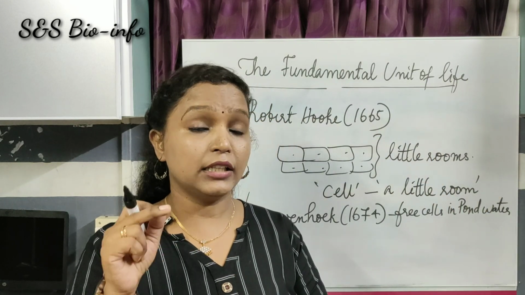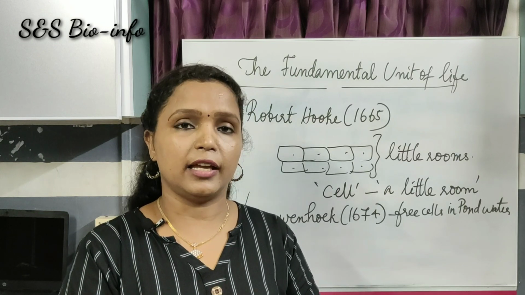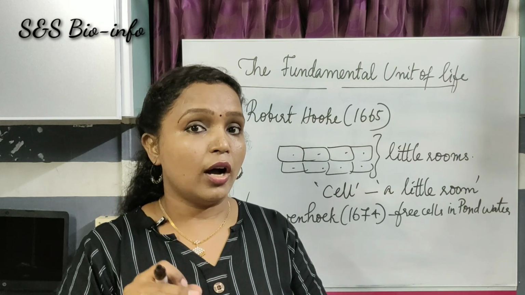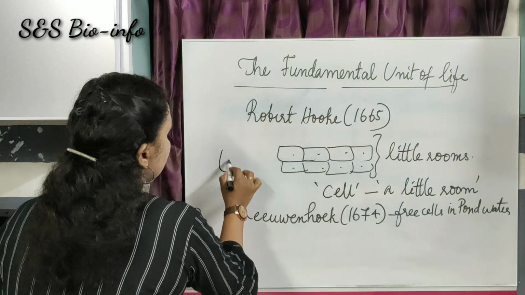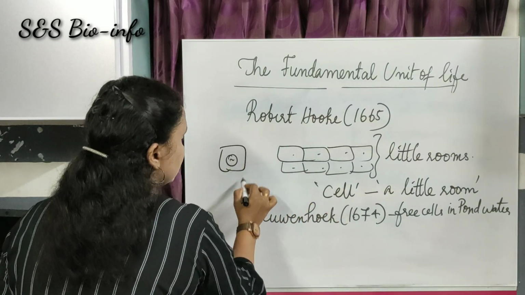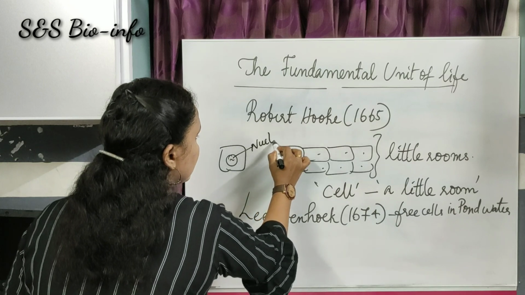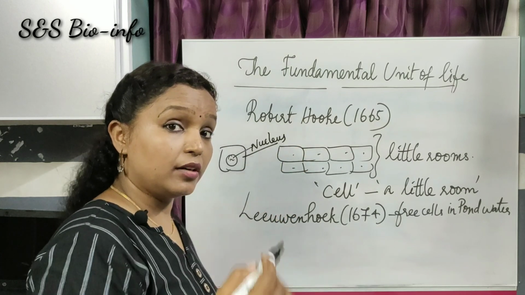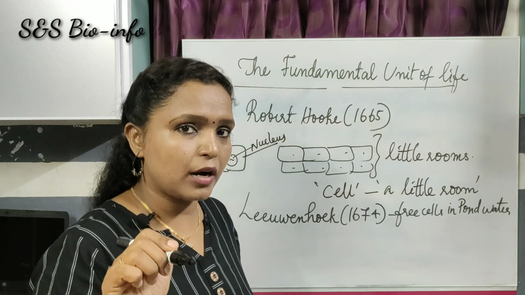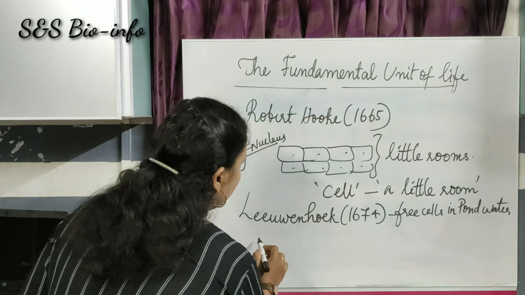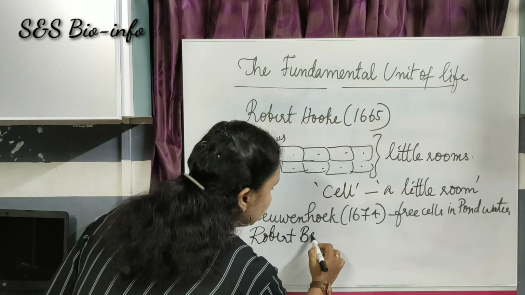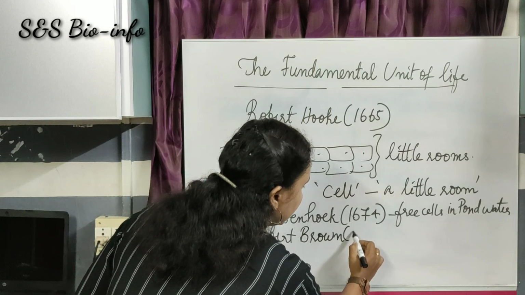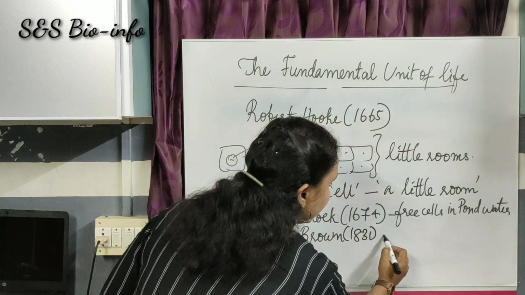Thereafter, in 1831, another scientist named Robert Brown observed or discovered the nucleus of the cell. So, cell has a nucleus. This nucleus was observed or discovered by Robert Brown in 1831.